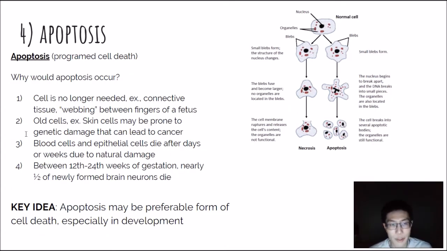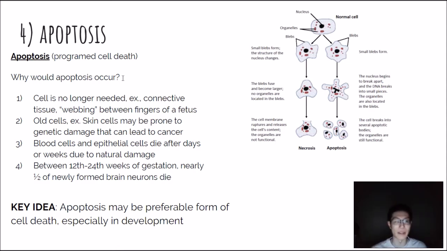Now the question is, why would apoptosis occur? What's the benefit of programmed cell death? Well, one reason is that the cell is no longer needed. Connective tissue like the webbing between the fingers of a fetus is not needed once the baby is born, so apoptosis gets rid of that connective tissue, and that's all great.